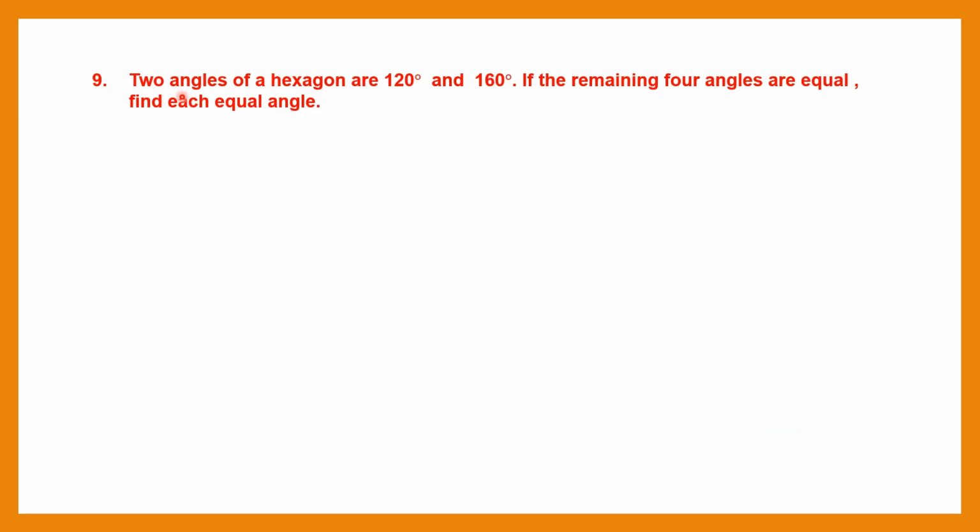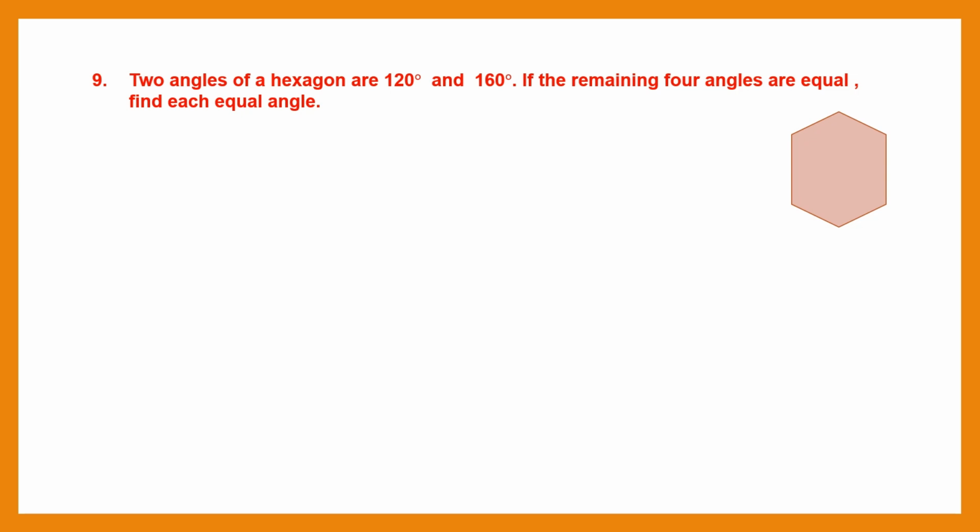Question 9. Two angles of a hexagon. What is a hexagon? It is a 6-sided polygon. Hexagon has 6 sides and 6 angles. In that, 2 angles are given as 120 degrees and 160 degrees. If the remaining 4 angles are equal, find each equal angle.